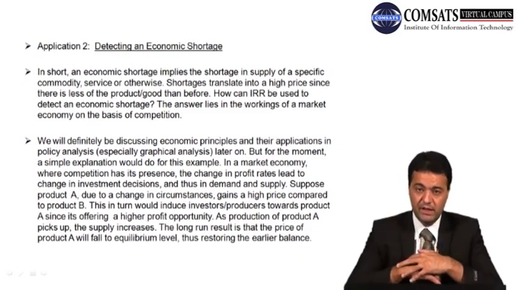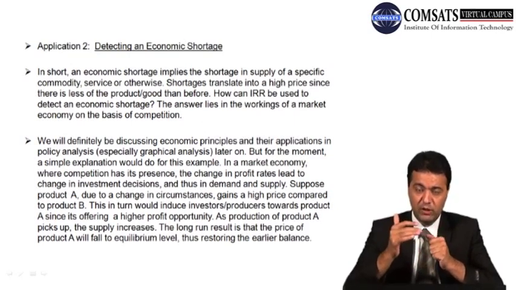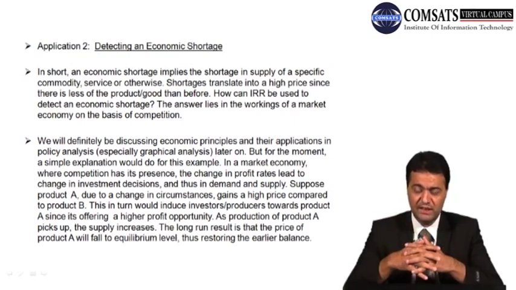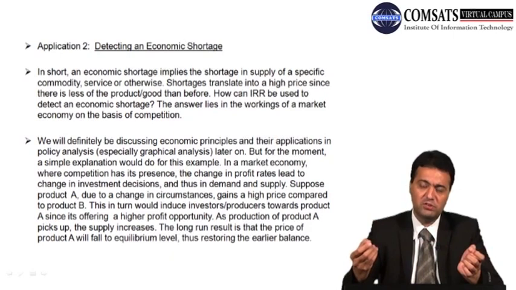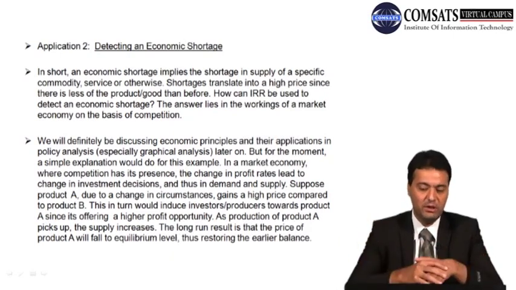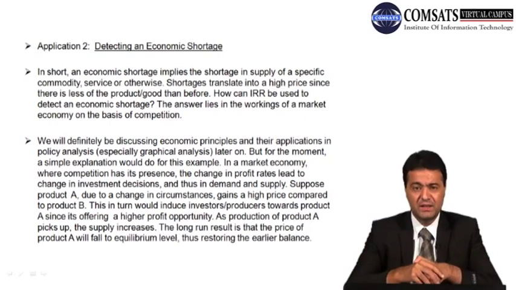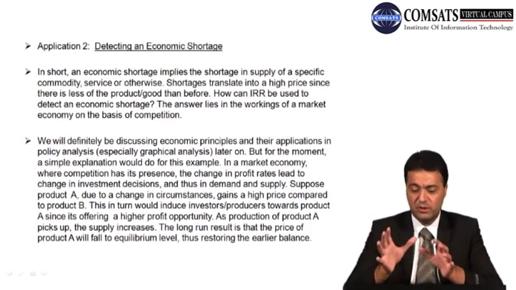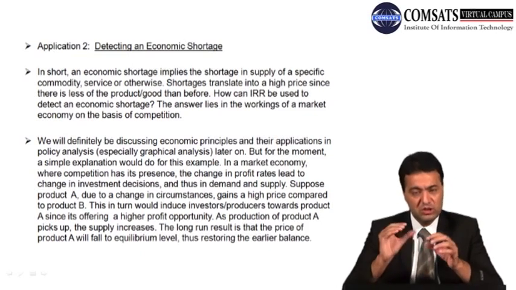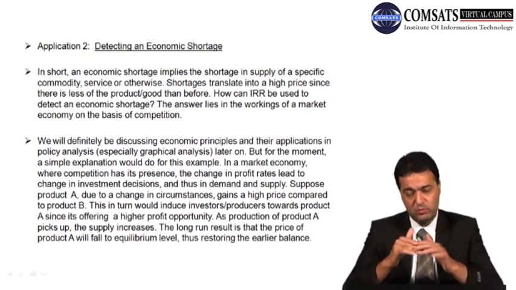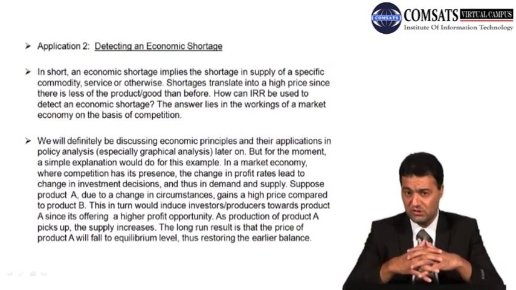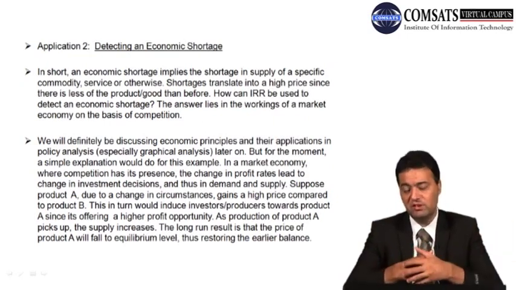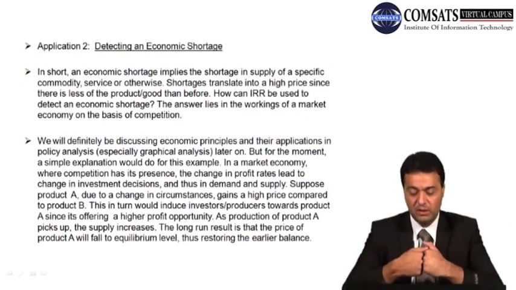In a competitive economy, an economy that is working without externalities or other problems, monopolies and the like, suffice it to say it's a smoothly running economy. In that kind of economy, competition has its presence. Where competition has its presence, suppose a product suddenly offers more profit than the others: it leads to a change in investment decisions, because investors are always looking for better opportunities, as we saw in the previous examples when we did the calculations, and thus a change in demand and supply.